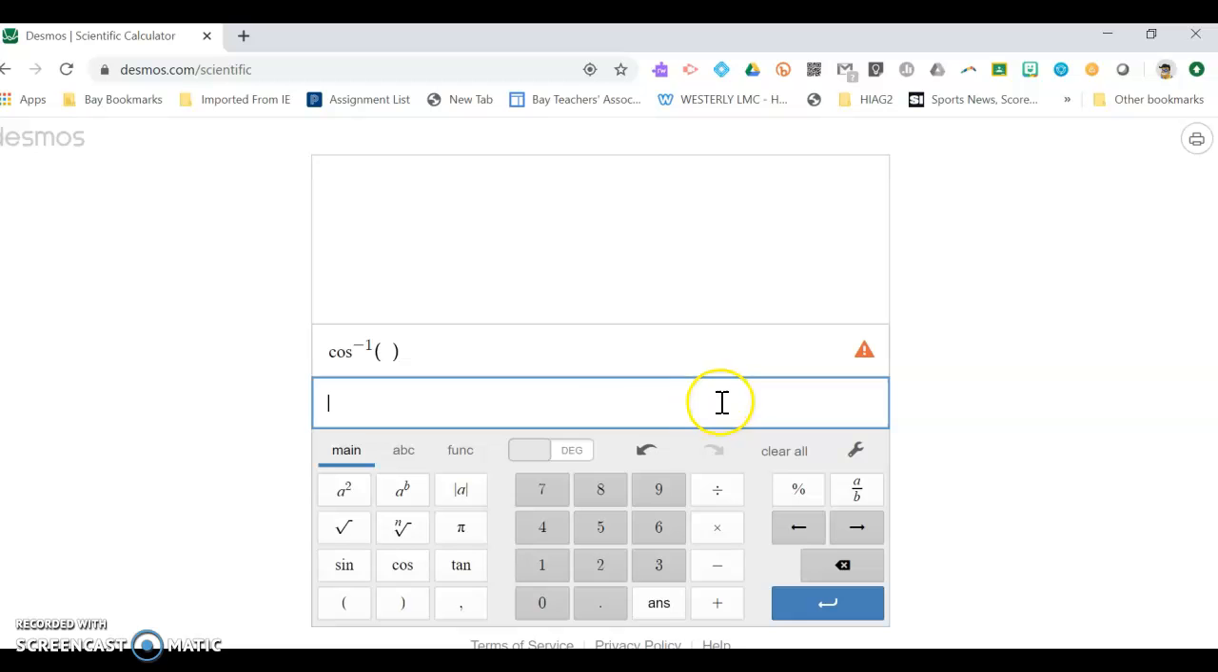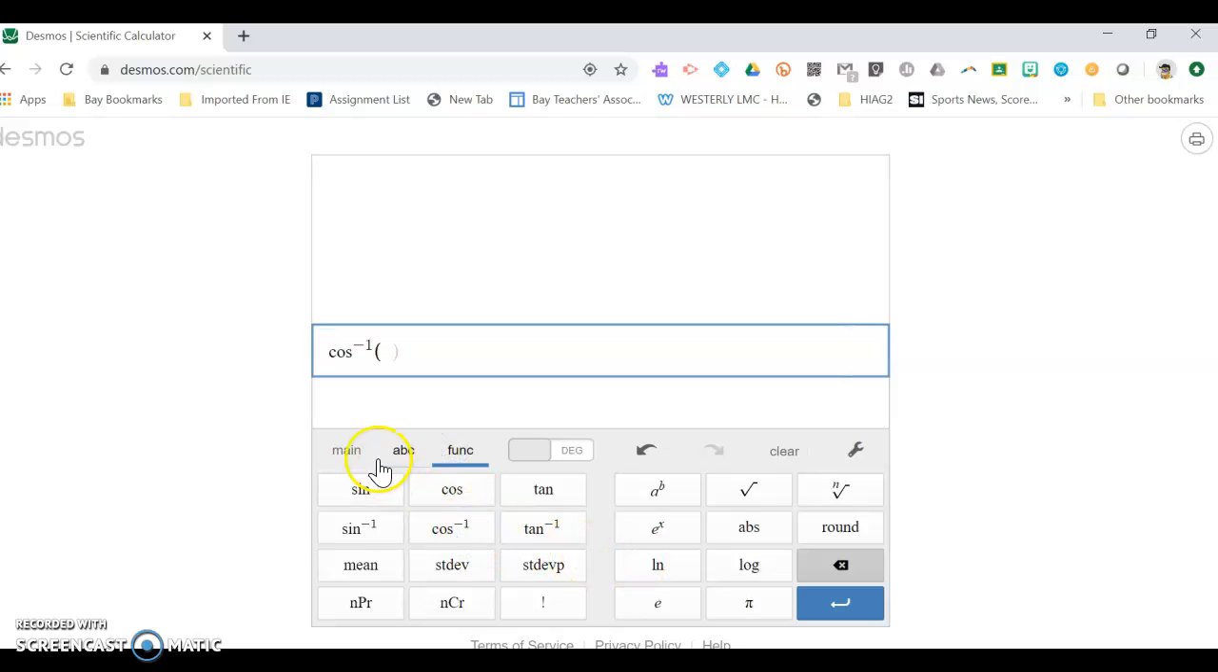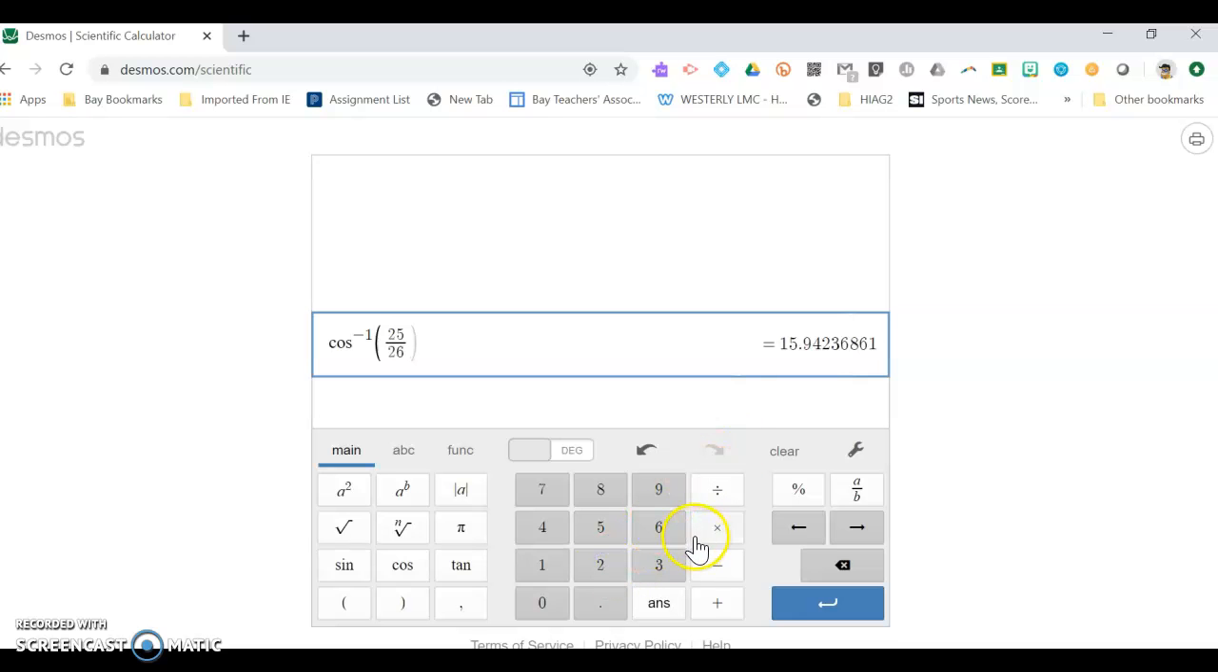Yes, okay, so yes. Now let's just clear it all. Okay, so cosine -1 of 25 divided by 26. So it looks like that angle is about 16 degrees.